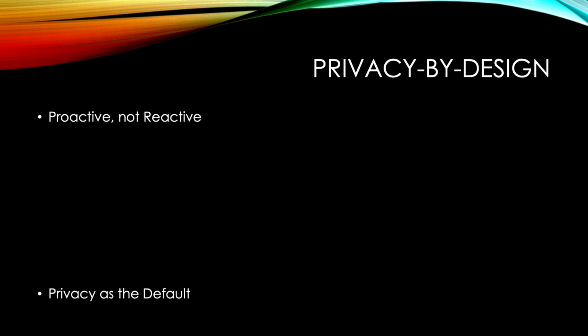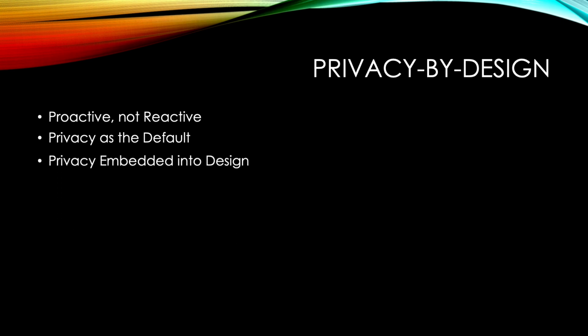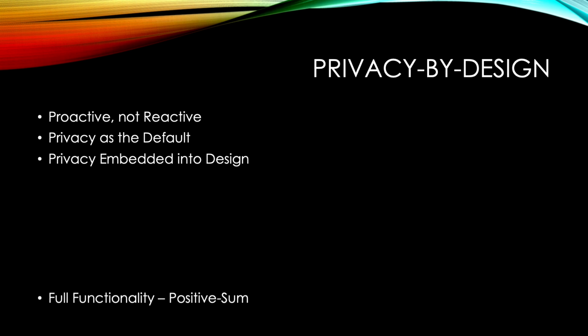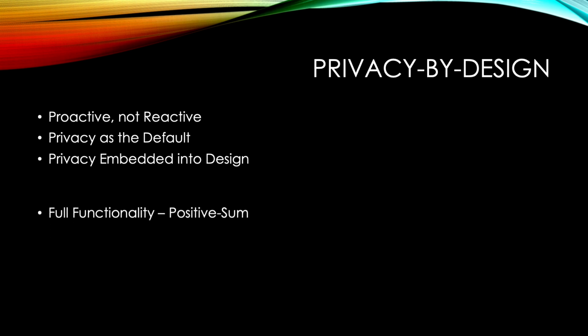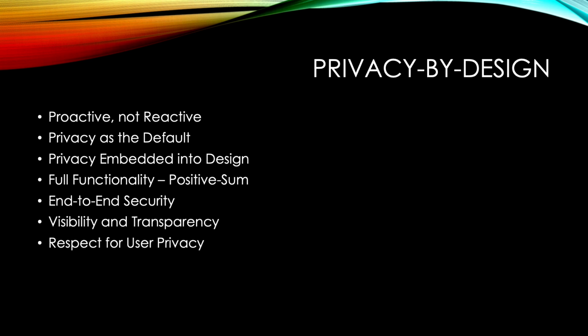Privacy as the default setting. Personal data should be automatically protected without requiring user action. Privacy embedded into design. Data protection should be a core function of the system. Full functionality, positive sum. Both privacy and functionality should be achieved, not one at the expense of the other. End-to-end security. Data protection must be ensured throughout the entire data lifecycle. Visibility and transparency. Processing should be open and verifiable. Respect for user privacy, user-friendly, strong privacy practices should be the default.